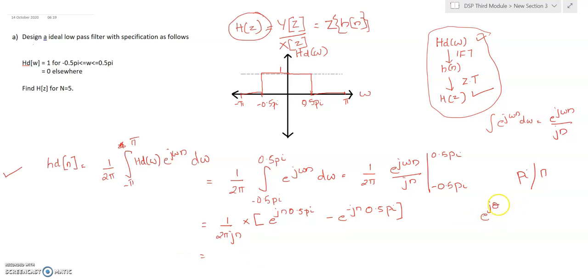Now this is something that we are already familiar with. We know the equation for e raised to j theta, that is cos theta plus j sin theta, and we know the equation of e raised to minus j theta, which is cos theta minus j sin theta. So when you subtract these, the cos terms get cancelled. It becomes 2j sin theta.